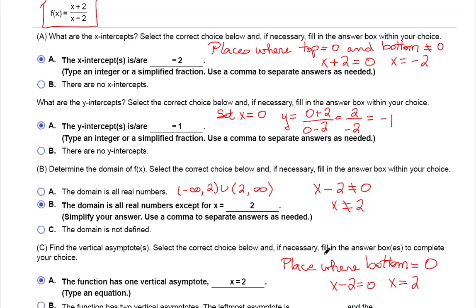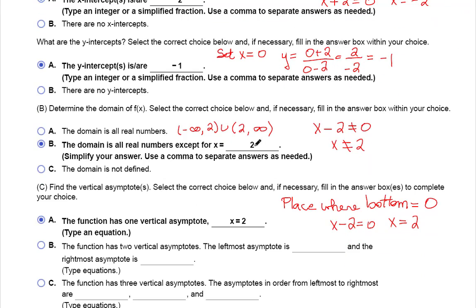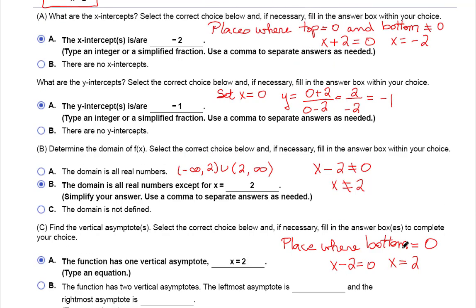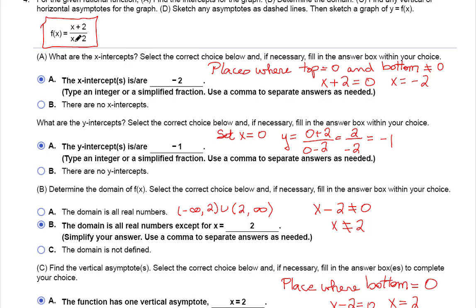Okay, vertical asymptote. That's the place where the bottom is 0 and the top is not 0. Let's see. Our function was x plus 2 over x minus 2. So we know that 2 makes the bottom 0. 2 minus 2 is 0. But 2 plus 2 is 4. The top is not 0. Therefore, the vertical asymptote is when x is 2.